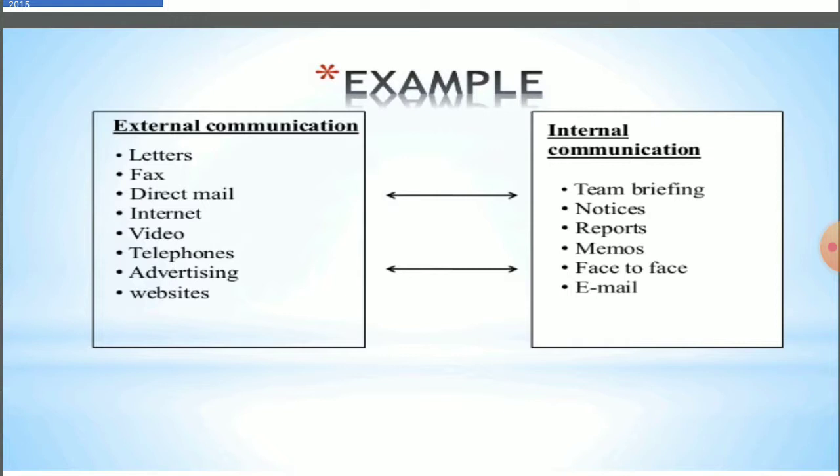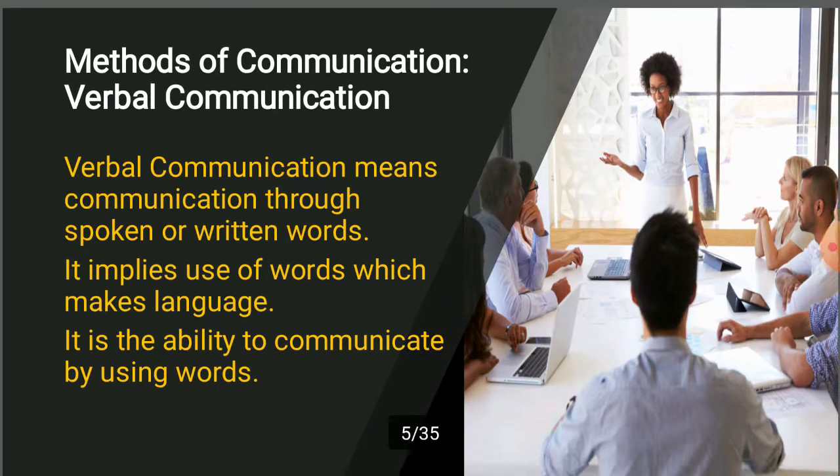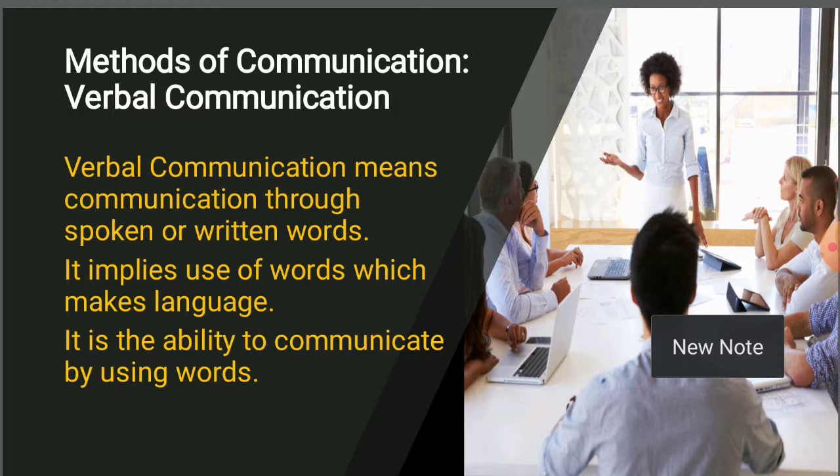We have seen their modes also, and now we are going to talk about another thing, that is methods of communication. We have seen types of communication. In up to two videos, we have been talking about types of communication, and there we have seen two different types, internal and external. Moving on to the next aspect of your study, that is methods of communication. Basically there are two methods that we follow in the process of communication, and these two methods are verbal communication and non-verbal communication.